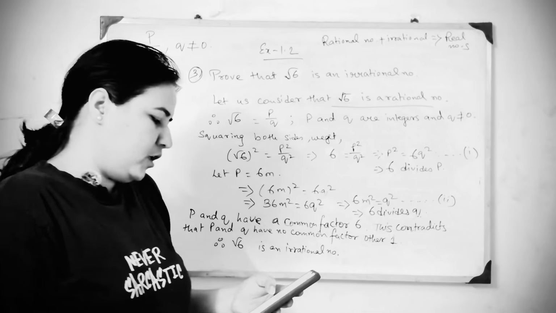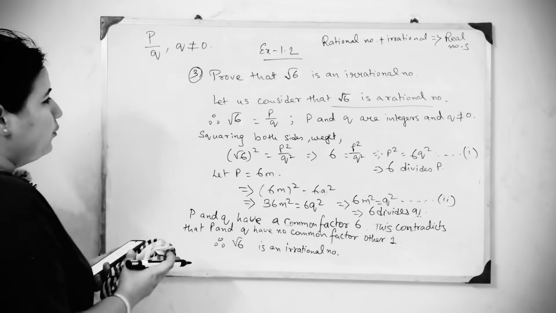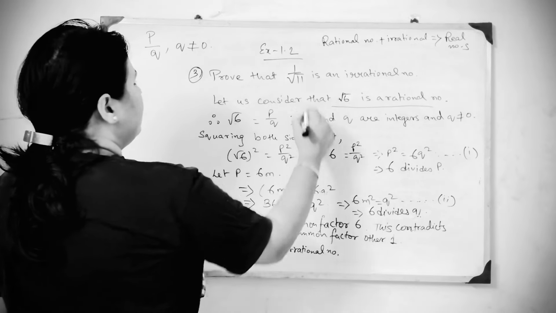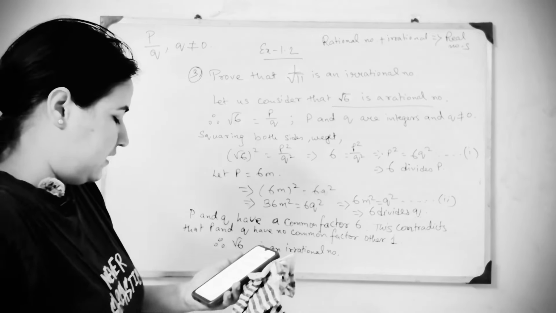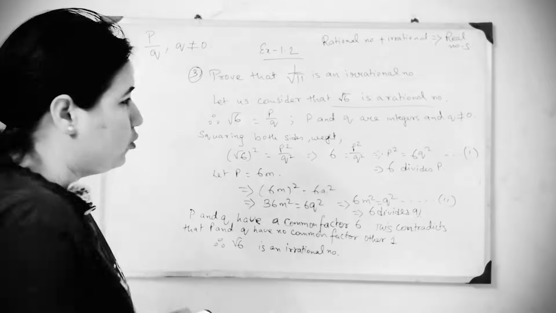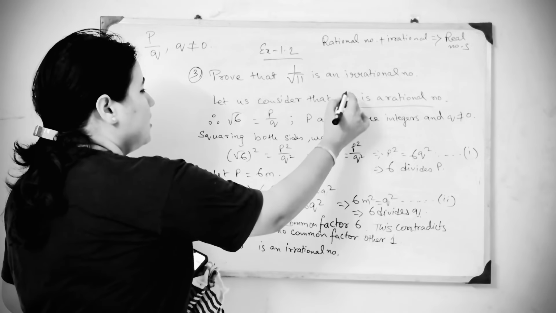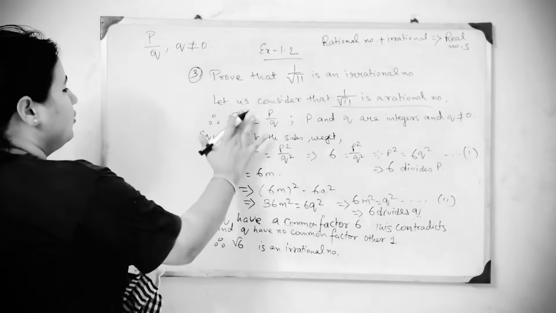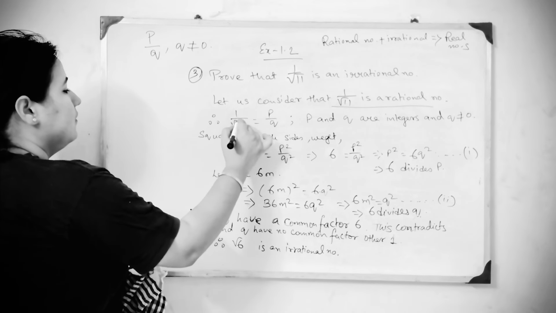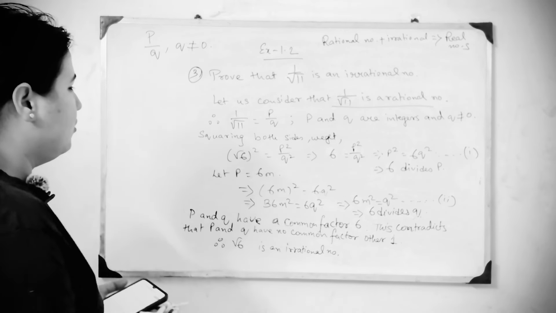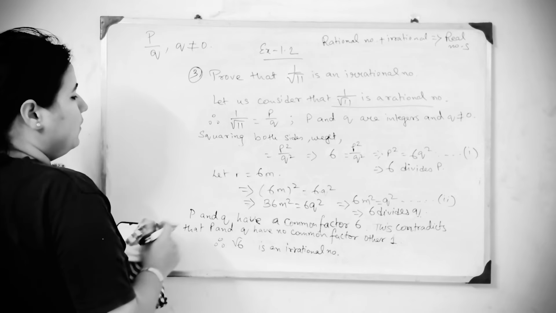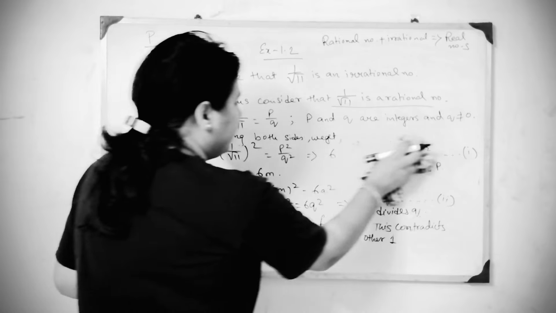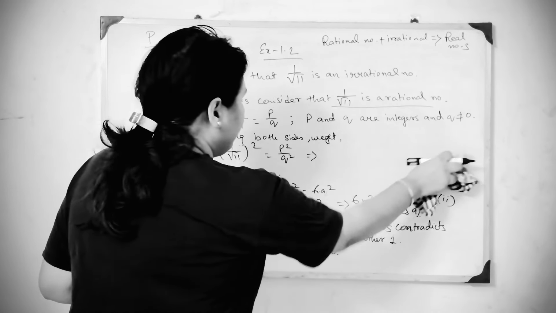Yeah, number 4, the question is to prove that 1 by root over 11 is an irrational number. I will tell you, it is the same thing. Instead of root 6 we put 1 by root over 11 is a rational number. Here also we put 1 by root over 11, whole square. Now what can we conclude? Now let us see this part, where you have to do slight calculations.